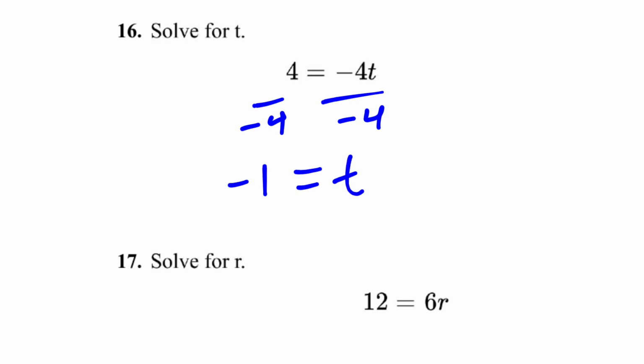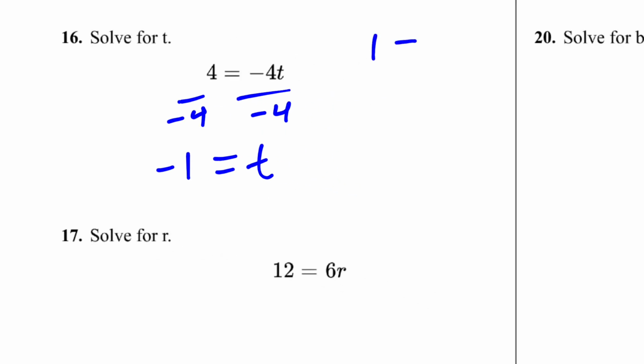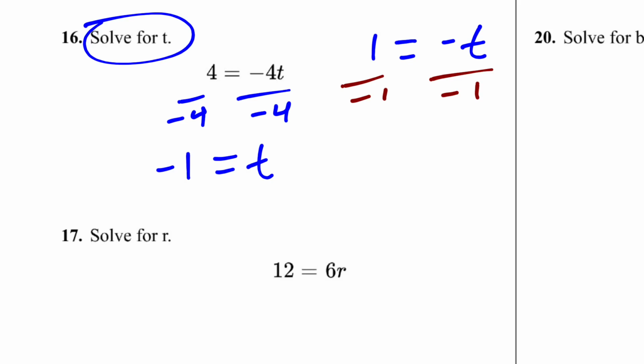You have to be careful. If at any point you ever get an answer like 1 is equal to negative t, you're not done, because they asked you to solve for positive t. So if that ever happens, to get rid of the negative, you can divide both sides by negative 1. And that's how you'd end up with this.